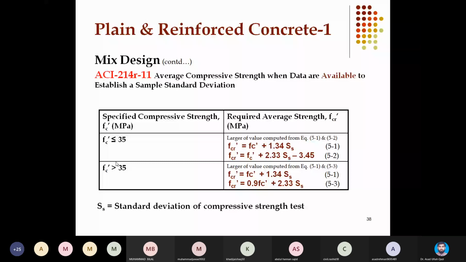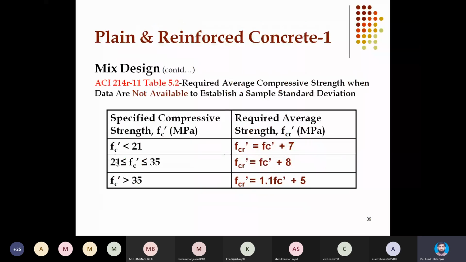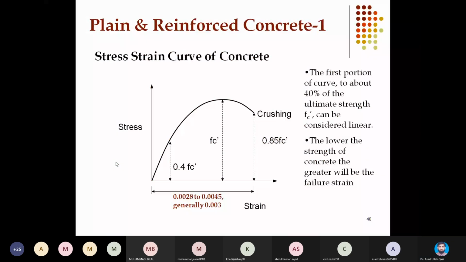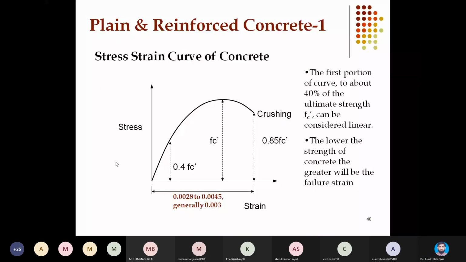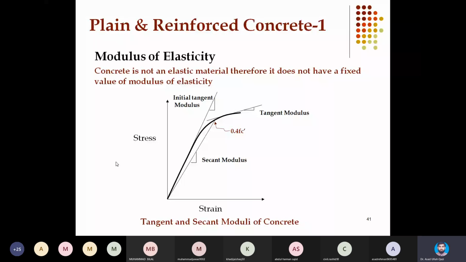And according to this, some tables are also included, which are important. And I think you will get idea in detail once you will perform testing in lab and you will carry out concrete mixed design. So how to determine modulus of elasticity of concrete and the different branches of stress strain curve of concrete, that will also be explained in detail in the lab portion.